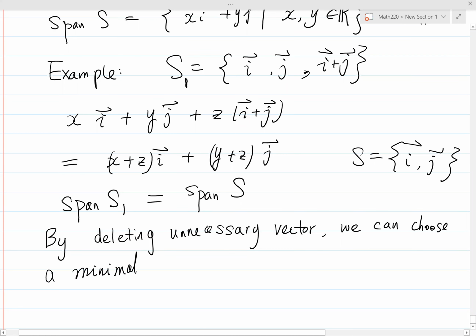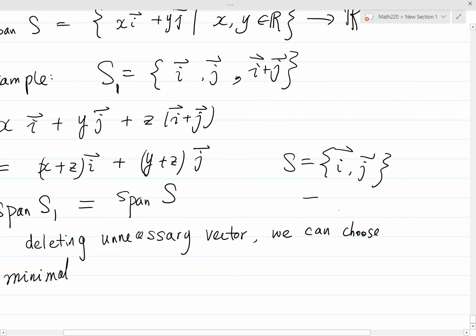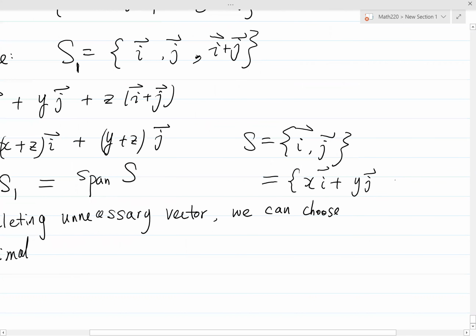Professor, I have a question, please. I don't understand the last one: span S1 is equal to span S. How is this possible? Is there something in dimension? Span S is of the form xi plus yj. This is just the xy plane. The vector space is the xy plane.